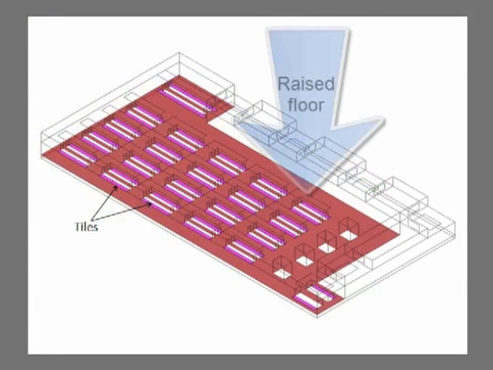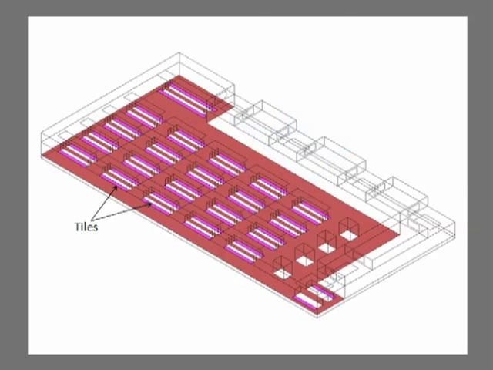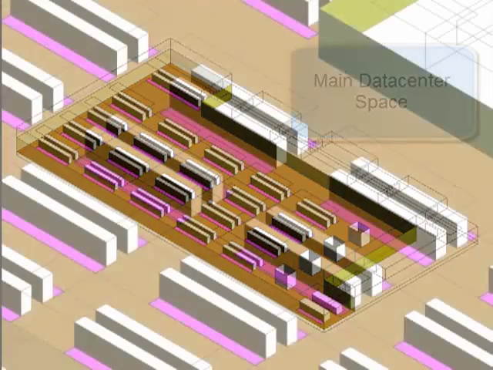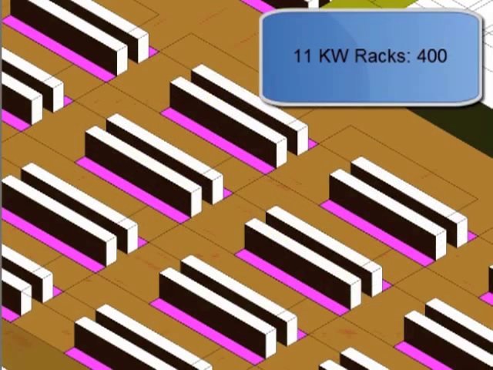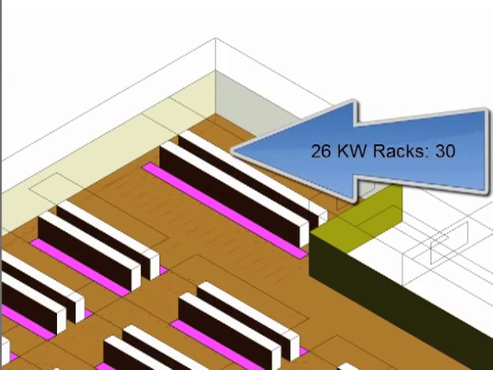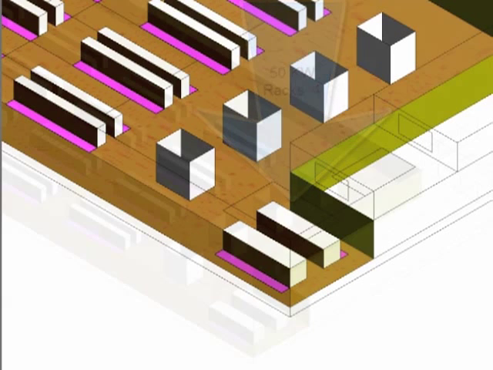Now we will come to the main data center space. Raised floor with perforated tiles connects the supply plenum with the main data center space. For this project, there were 3 types of racks. 400 racks with 11 kilowatts of load, 30 racks with 26 kilowatts of load, and last was 2 high-density racks with 50 kilowatts of load.